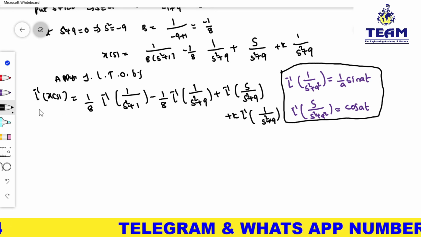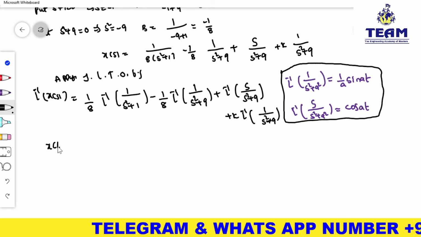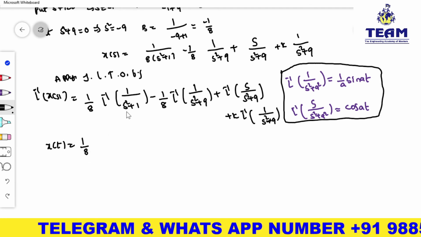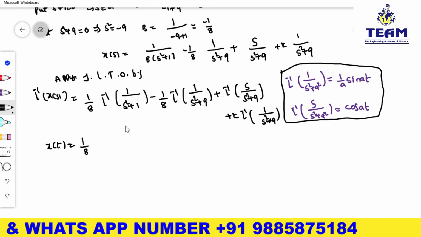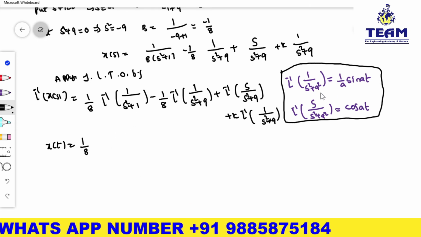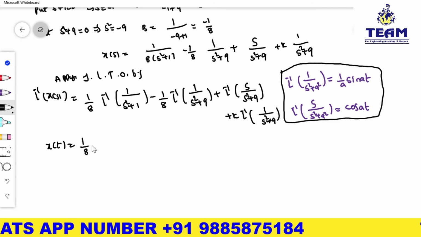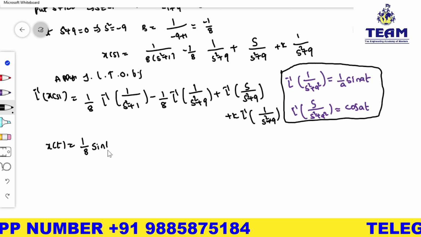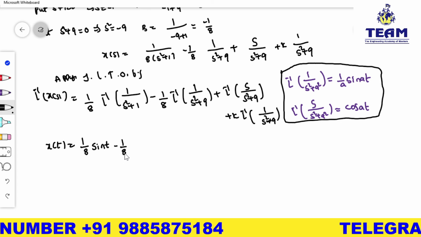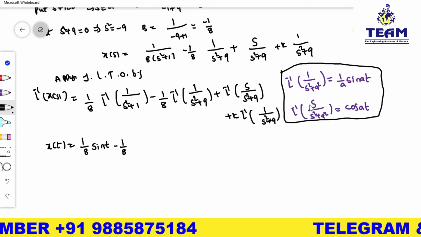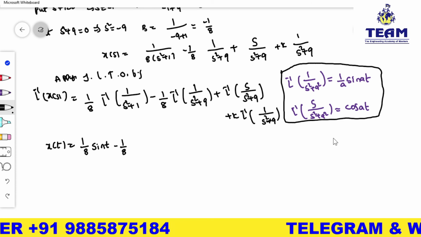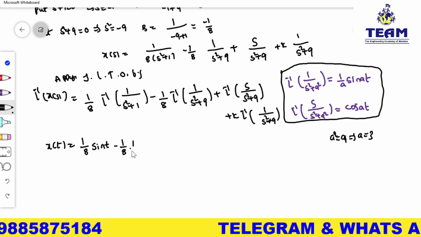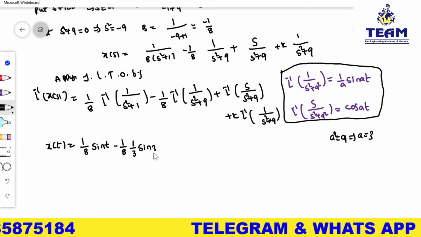Then we will have L inverse of x of s, which is x of t, equal to 1 by 8 times, this is in the form of 1 by s square plus a square. So I can substitute a is equal to 1. In that case, I will have 1 by 1, which is 1, into sine at. A means what? 1 only. 1 into t. Minus 1 by 8 times, this is the 1 by s square plus a square form. What is a square? 9. So if a square is equal to 9, you can say a is equal to 3. So you will have 1 by 3 times sine 3t.